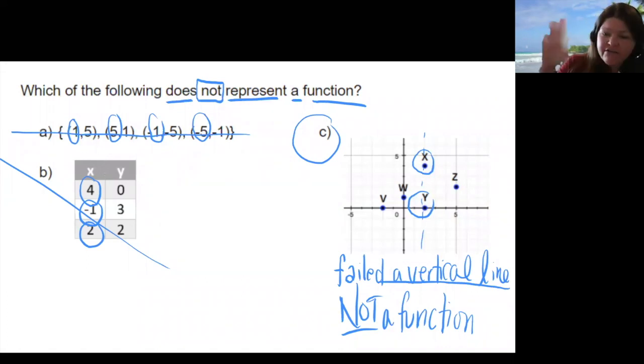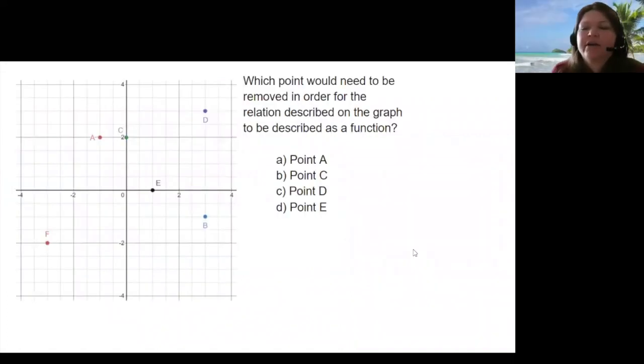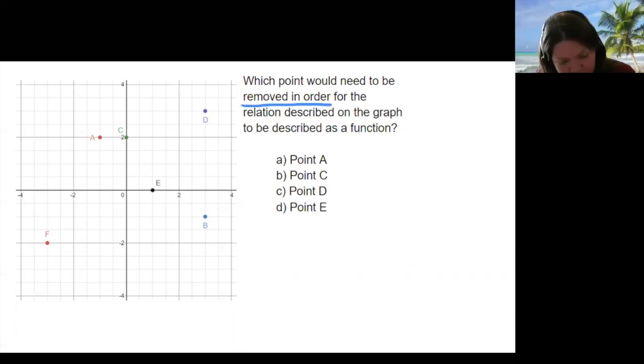This is not a function. Okay, last one, I swear. Last function problem anyway. Which point would need to be removed in order for the relation described on the graph to be described as a function? They're asking me to remove a point in order this time to make this a function.